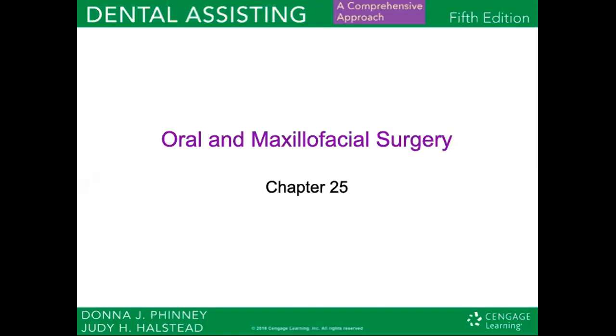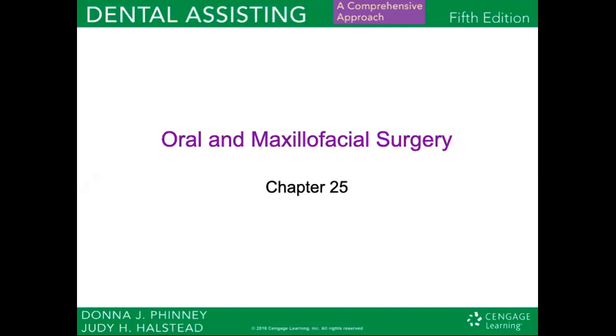So chapter 25 talks about oral and maxillofacial surgery. And this starts on page 587 of your dental assisting textbook. And in this chapter, we're going to be describing the scope of oral and maxillofacial surgery. We'll identify the surgical instruments used and describe their function. We'll explain the aseptic procedures followed in the oral surgeon's office.